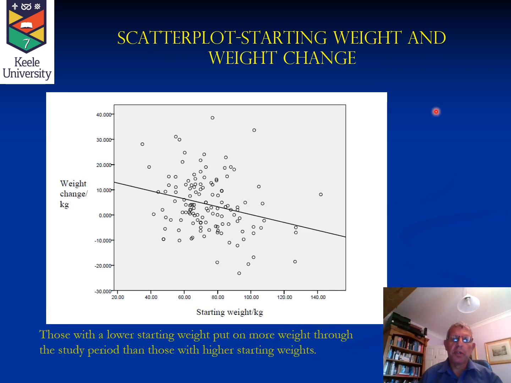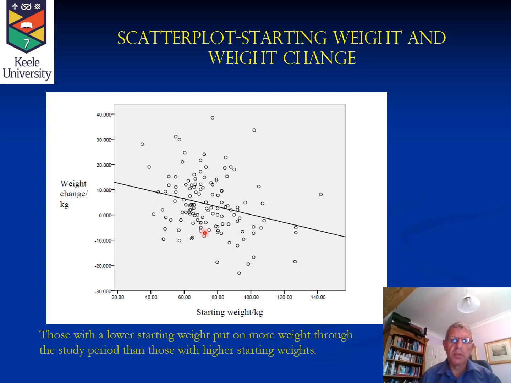The next scatter plot shows something similar. It shows starting weight. So we can see here people's starting weight in kilograms, and we can see the weight change. Again, we see a negative correlation. So those with a lower starting weight down here, there was a slight tendency to put on more weight through the study compared to those with a higher starting weight.